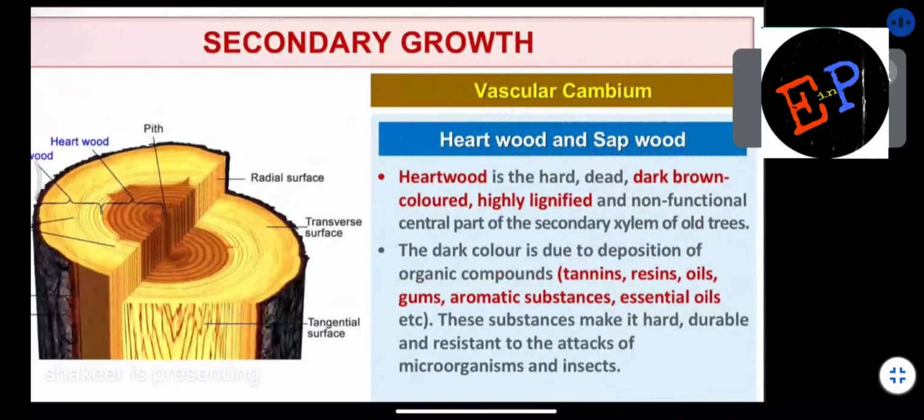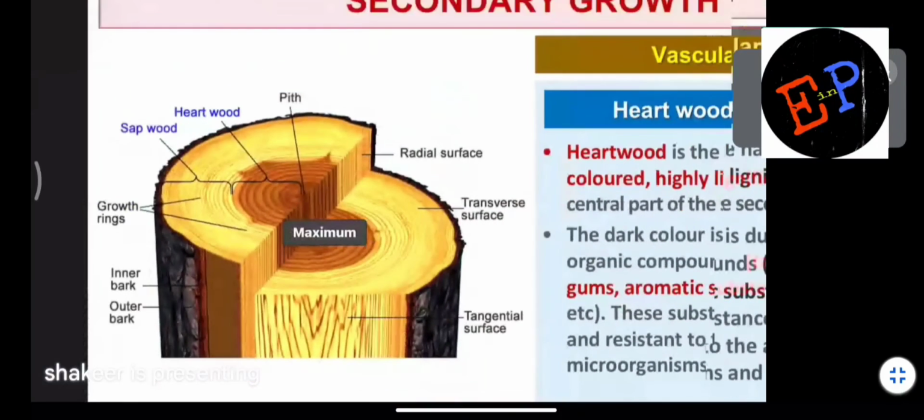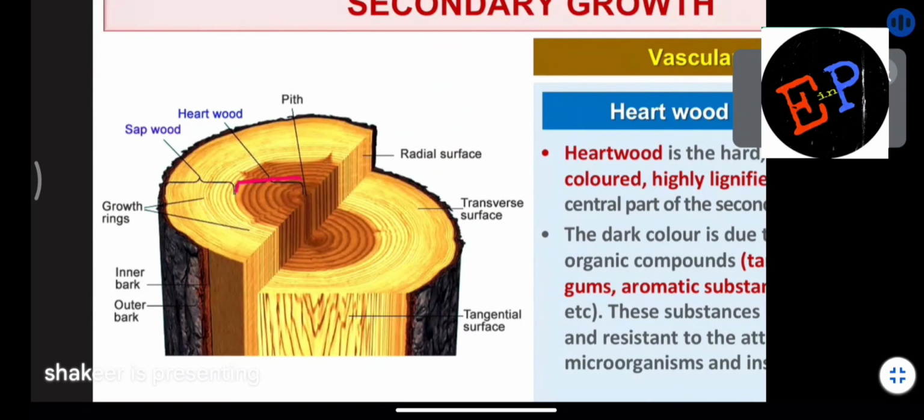Okay? Next, heartwood and sapwood. Clear? So this is also related to vascular cambium. So see where you will find this heartwood and sapwood. So this total structure, okay? This thick brown color layer you are seeing, no? This I can call heartwood. Okay? And the remaining comparatively light colored layer, this I can call sapwood.